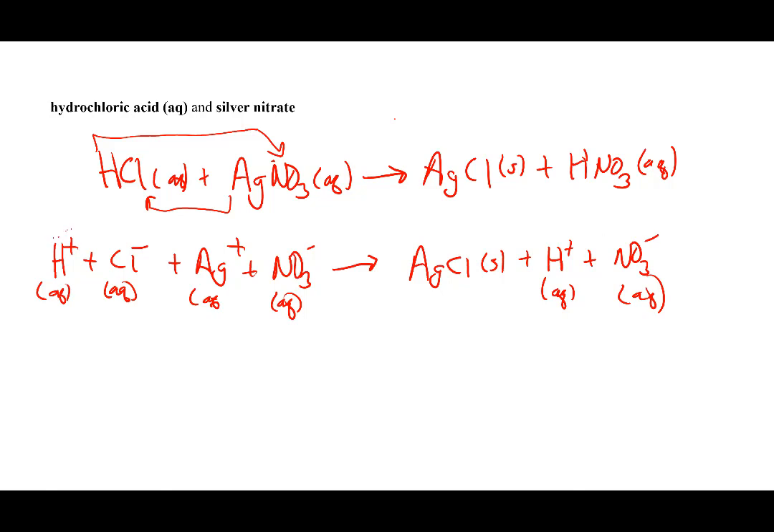So the hydrogen ions are spectator ions. The nitrate ions are spectator ions. We end up with silver plus chloride. You can write it in either order. The chloride could go first. I generally write the metals first because they're going to be first in the product, but it doesn't really matter.